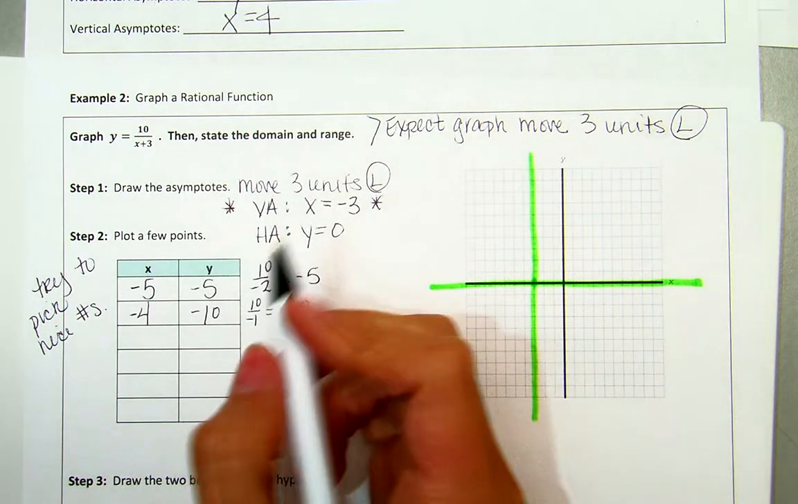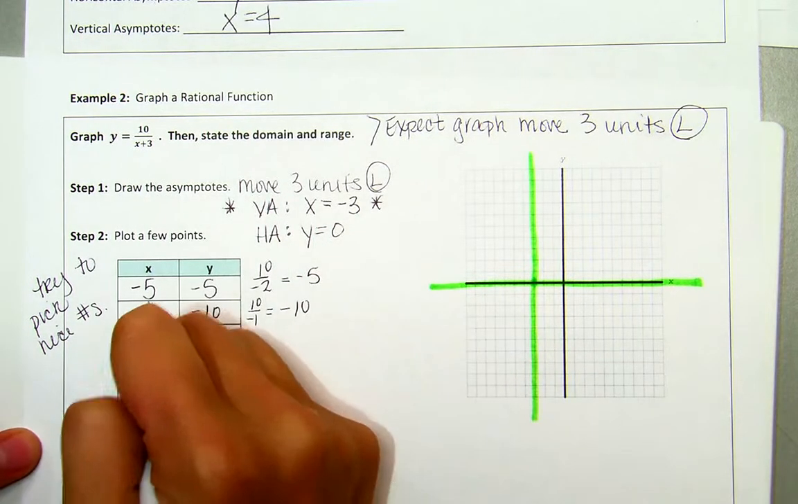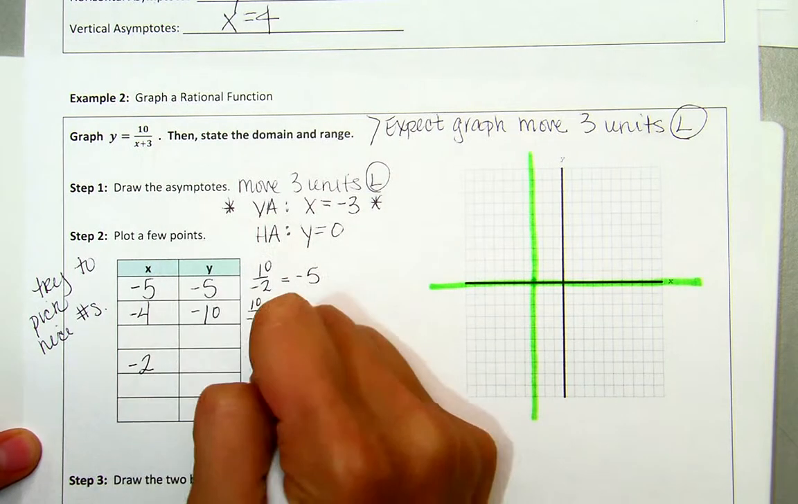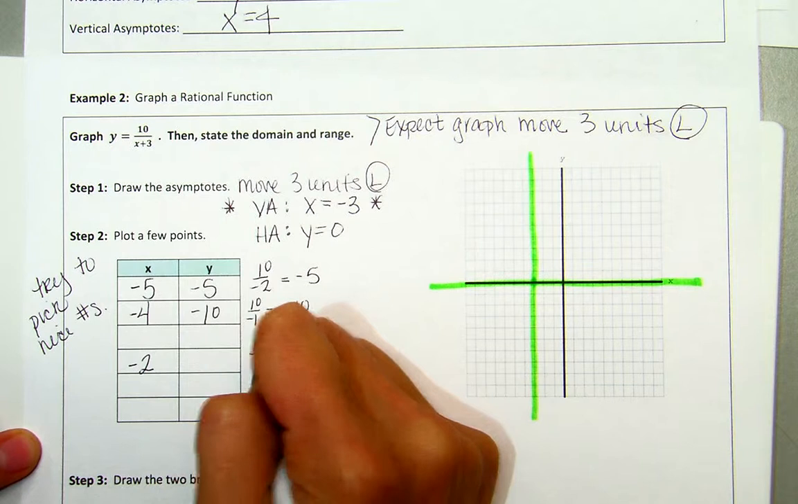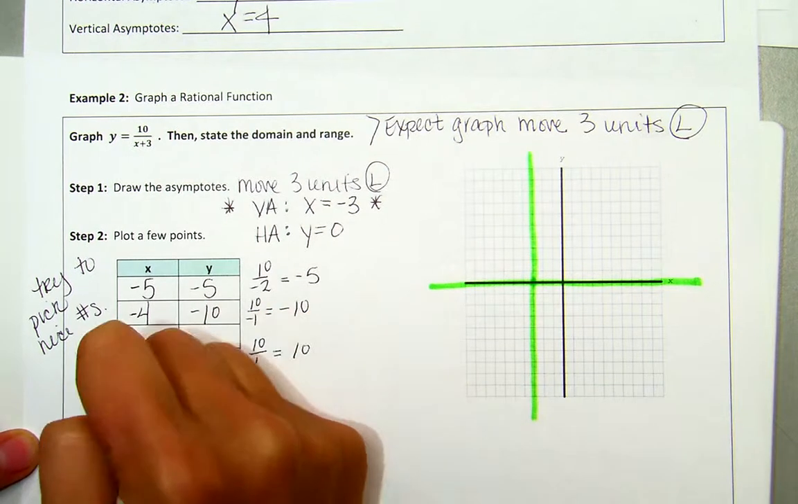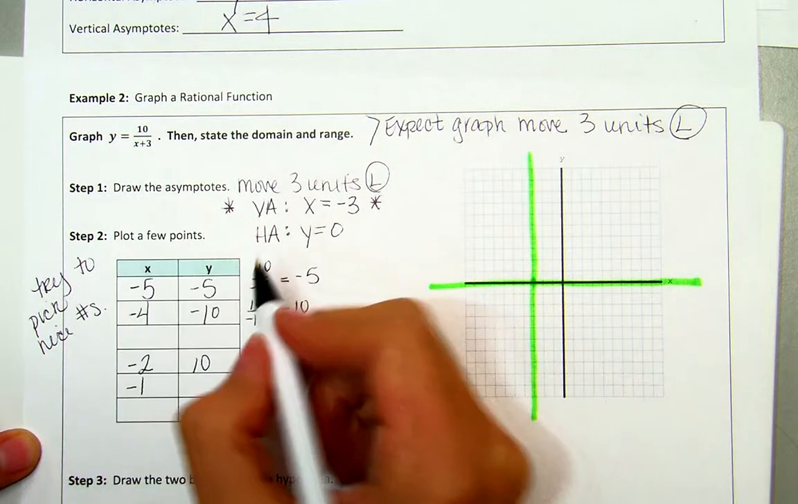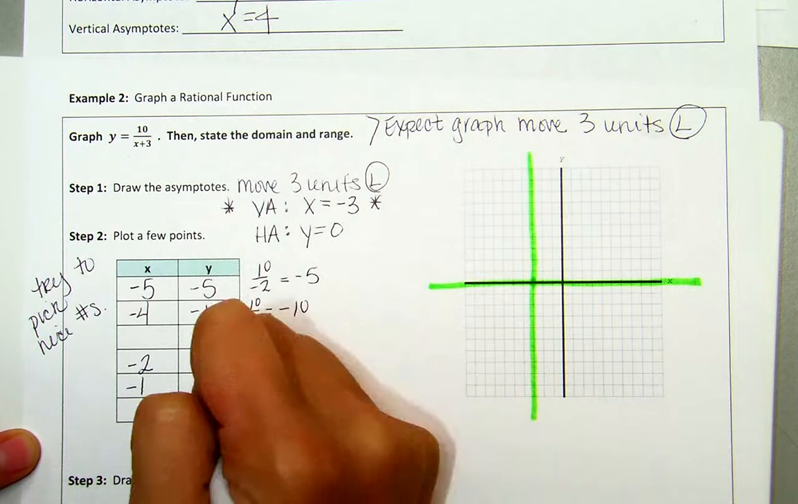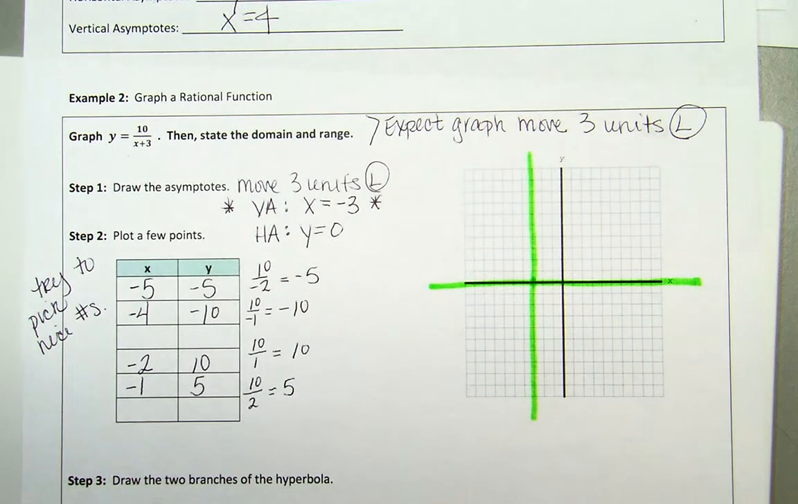Play around with a couple more numbers. I think -2 is a good number to plug in. -2 plus 3 is a +1, so 10 divided by 1 obviously is 10. And I also picked the number -1 because -1 plus 3 is 2, and 10 divided by 2 gives me 5. So in this case, I got a total of 4 numbers that I can plot that will give me an idea of what my branches are going to look like.